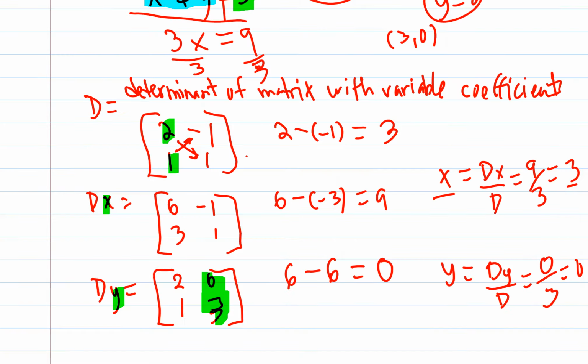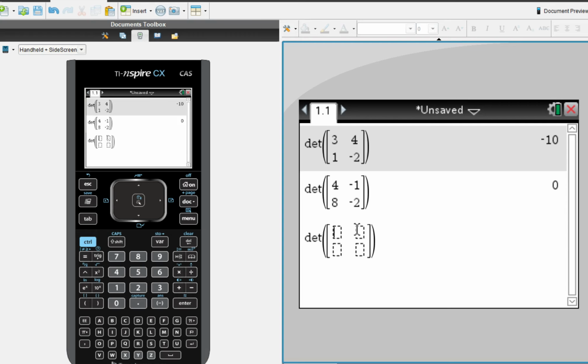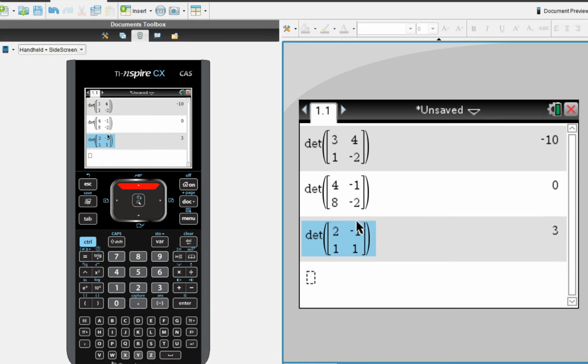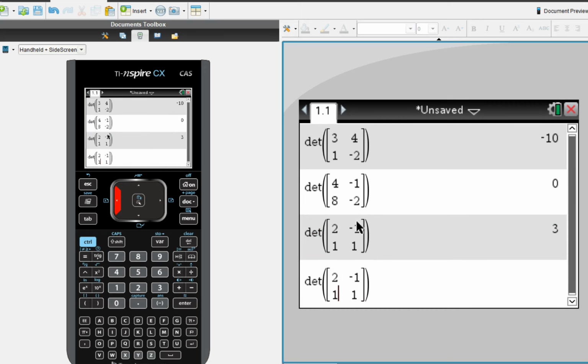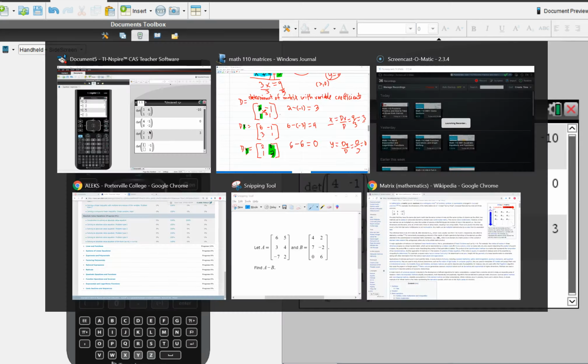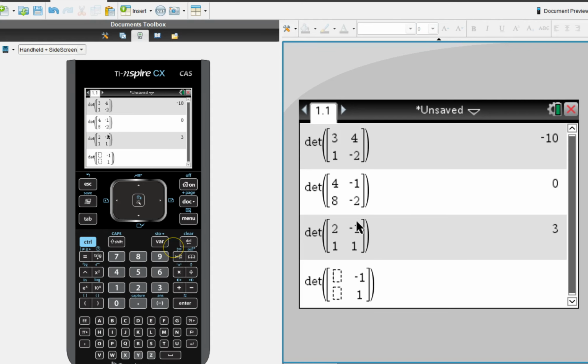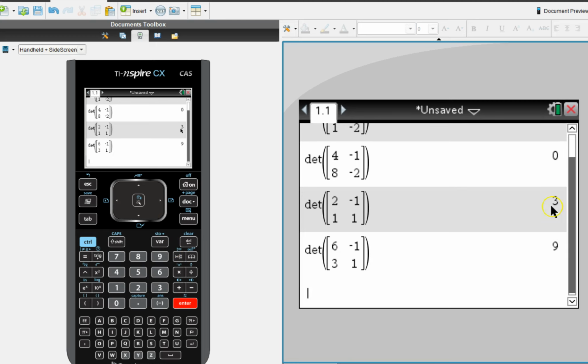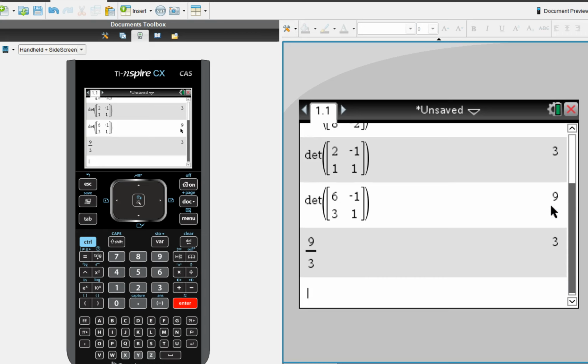And our original numbers were 2, -1, 1, 1. So 2, -1, 1, 1. And that is D, right? If I want dx, I replace the x part with the 6 and the 3. Nine divided by 3. There's our first answer. What if I want to do dy?